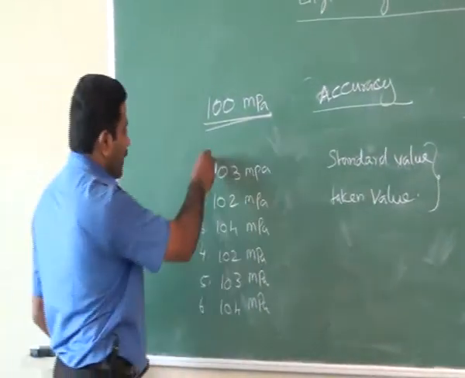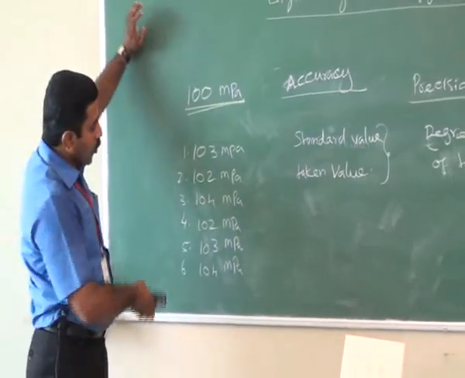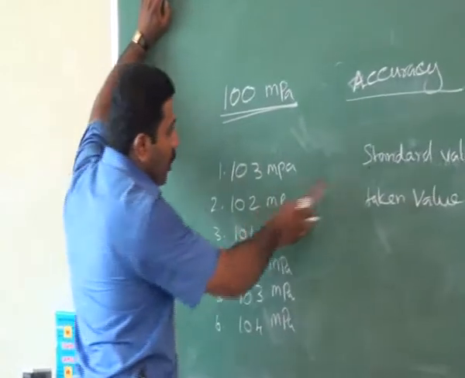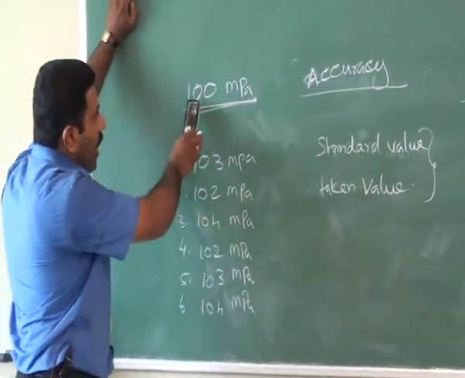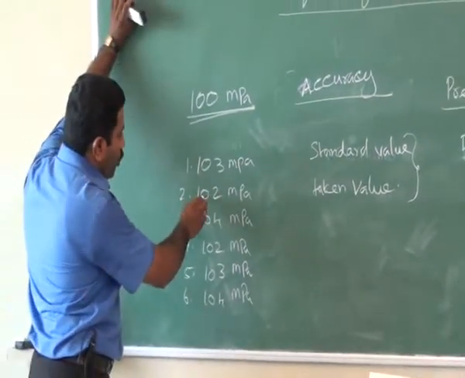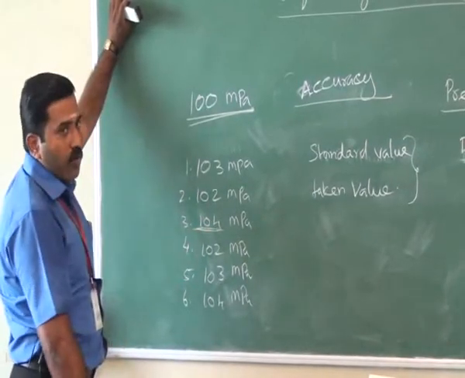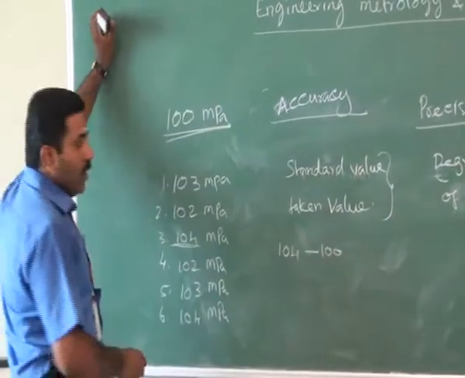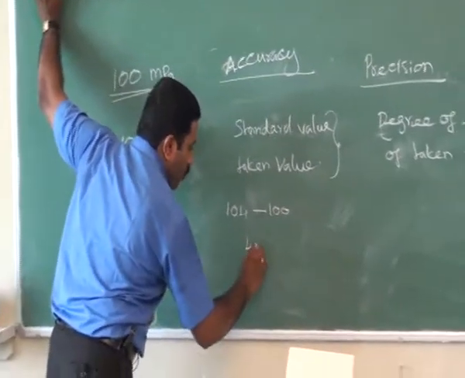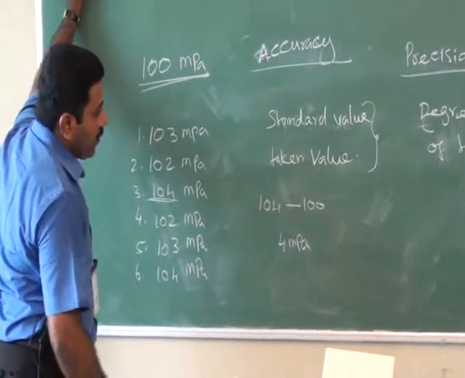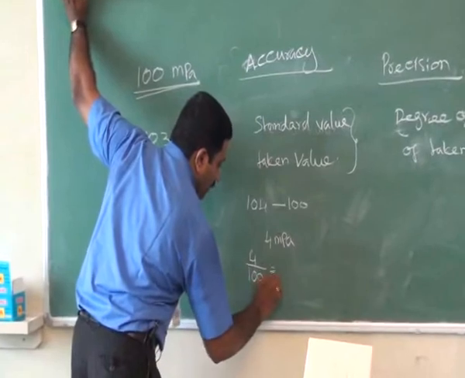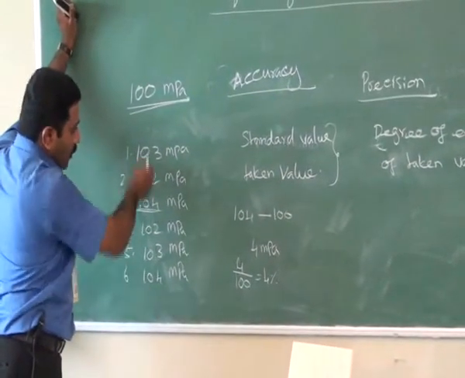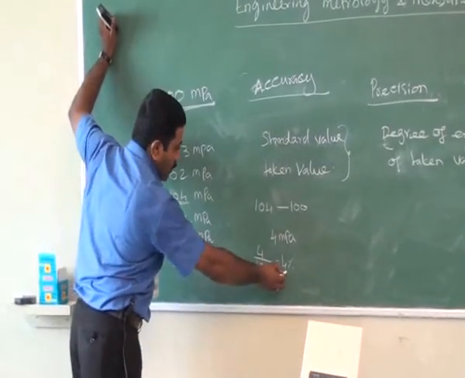The instrument gives various readings across these six, so it has various accuracies and precisions. Now we find the accuracy, which is only compared with the standard value of 100 megapascal. The taken values are 102, 103 and 104, so the maximum value is 104. 104 megapascal minus 100 megapascal gives a difference of 4 megapascal. The percentage of accuracy is 4 divided by 100, which is 4%. So for these six readings, the instrument accuracy is 4%.